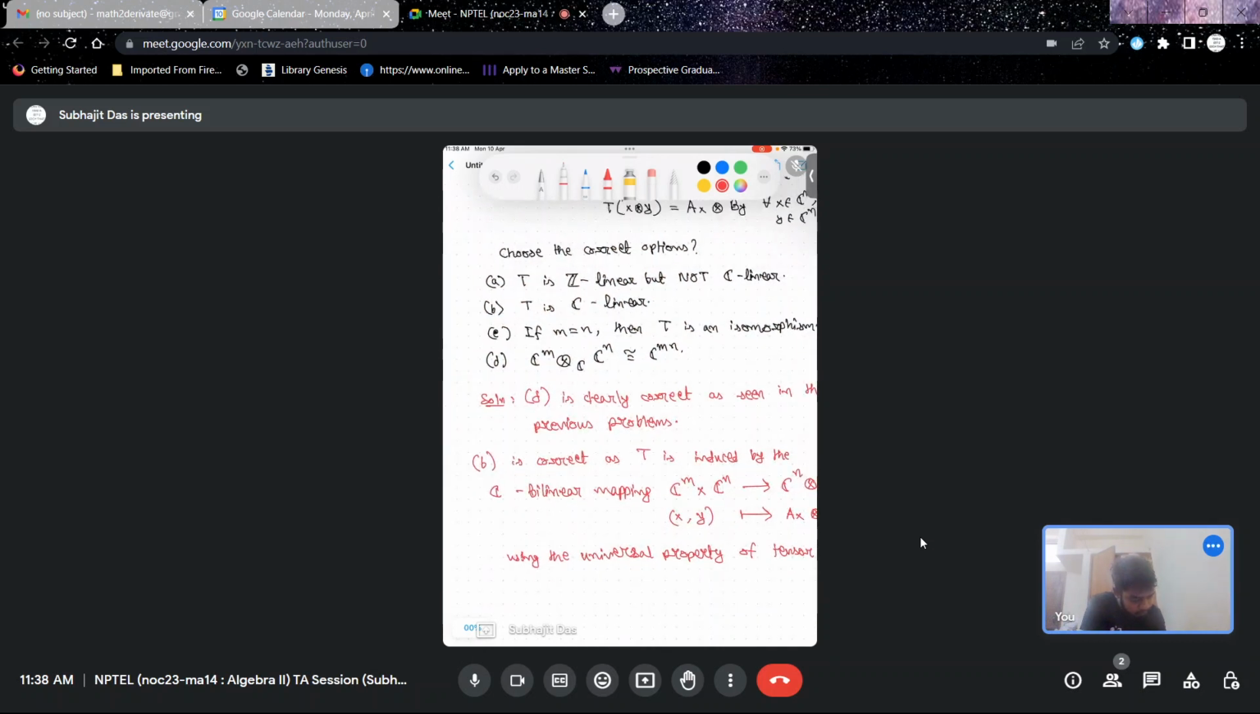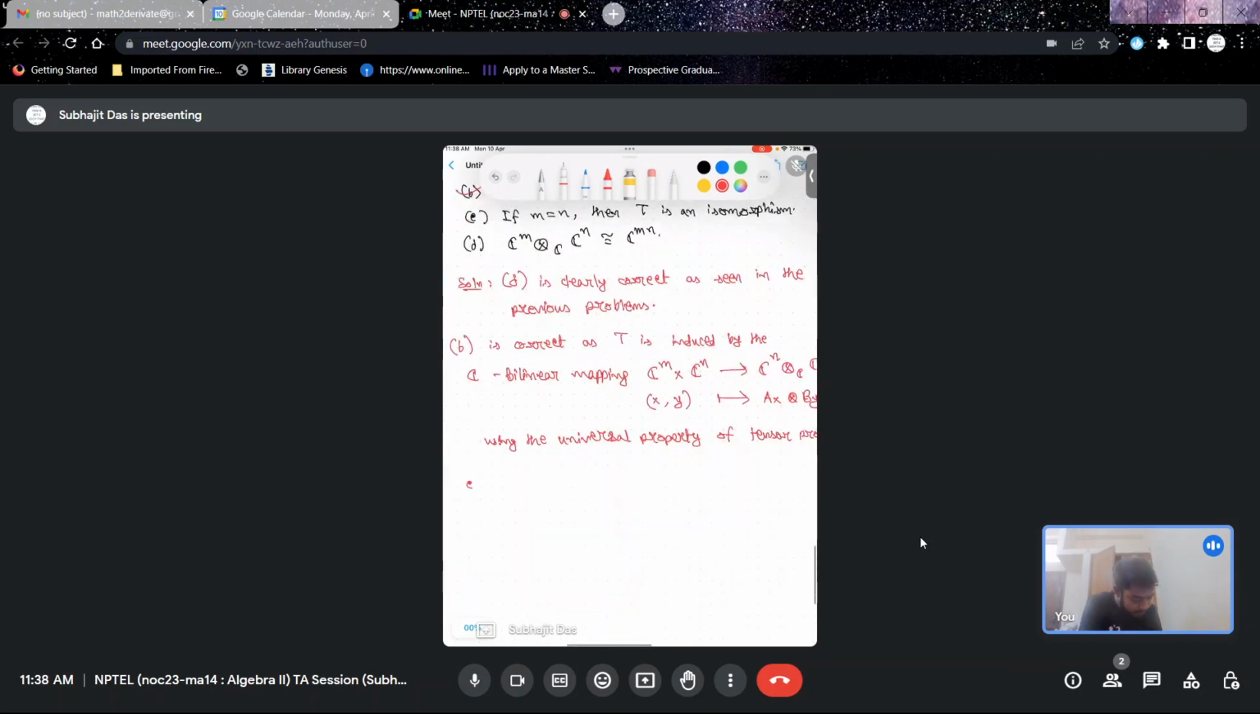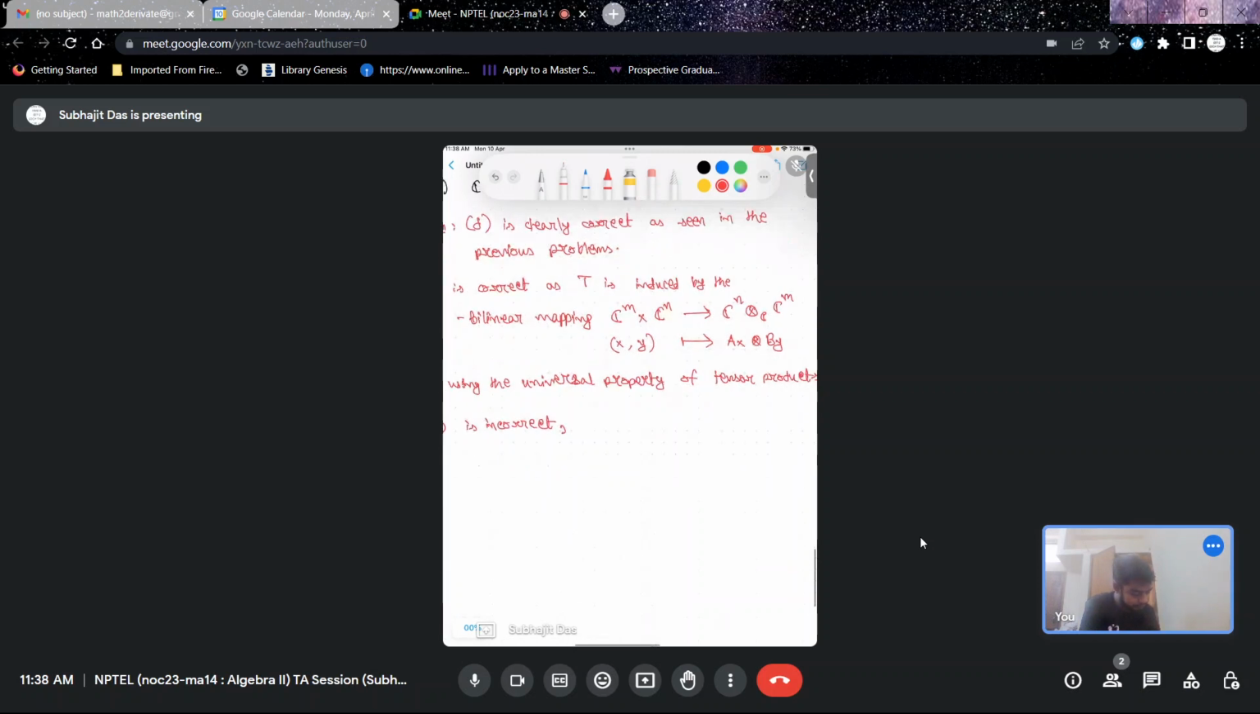So B is clearly correct, and hence A is incorrect. Now C is incorrect because even if m is equal to n, A and B can be non-invertible matrices, right?